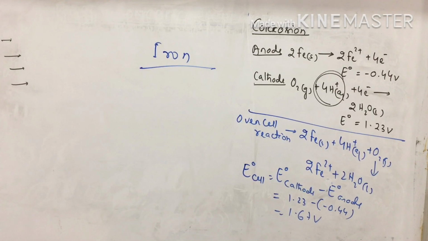And how can corrosion be prevented? Corrosion can be prevented by oiling, greasing, galvanization, cathodic protection, and using anti-rust solution. These are the methods by which corrosion can be prevented. Understood? So these are the concepts of electrochemistry. We'll complete this part. Okay, thank you.